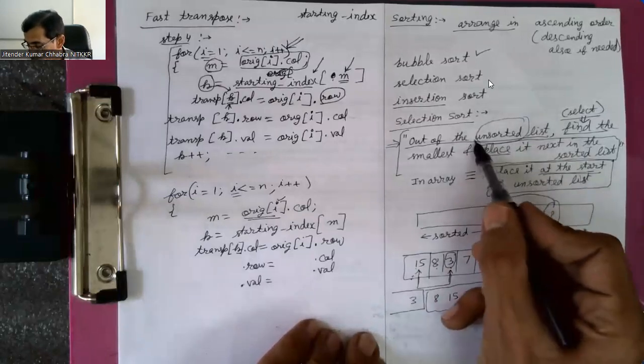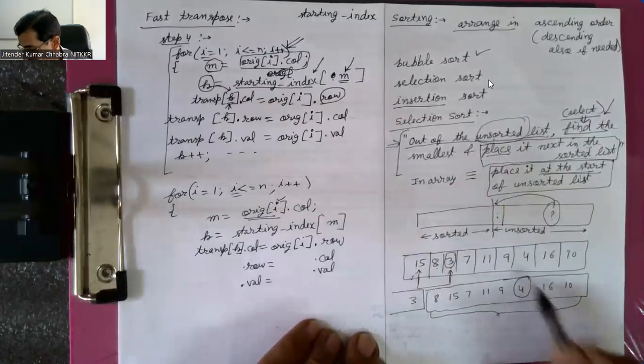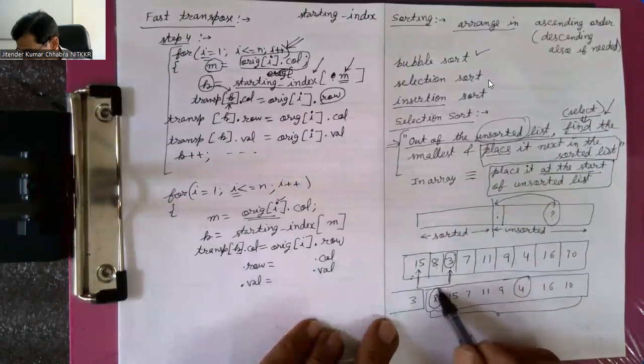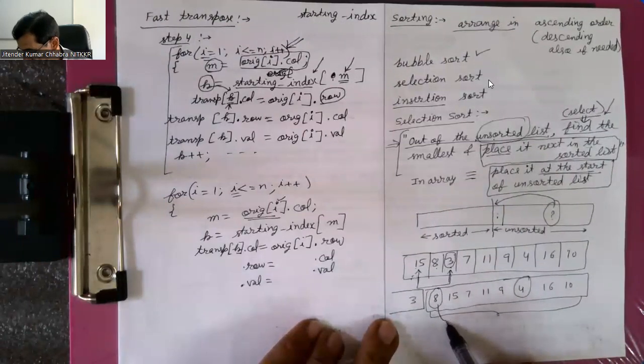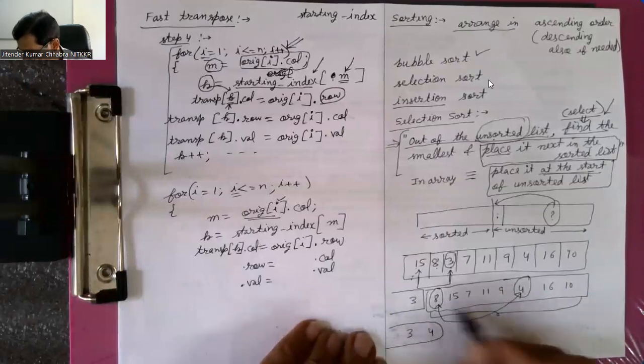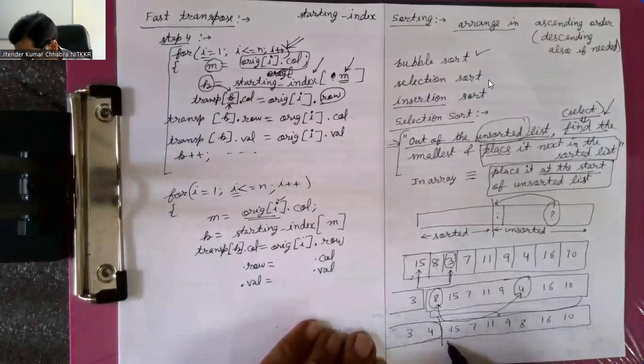Again, same rule: out of the unsorted list, find the smallest. This is the smallest, and bring it to the start of the unsorted list. This list has 8 here. Of course, these are to be interchanged. So 3 was already sorted. 4 also comes, and this becomes the sorted list. 8 goes here, and now my unsorted list is 15, 7, 11, 9, 8, 16, 10. Up to this is sorted, and this is unsorted.